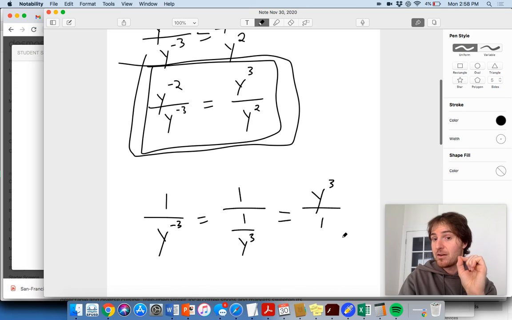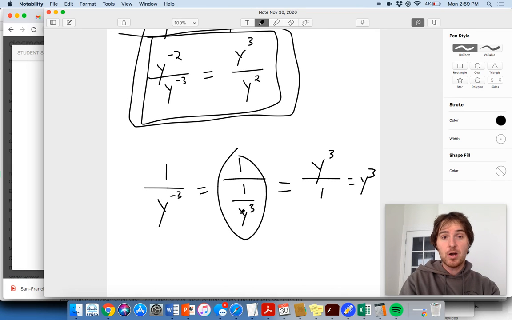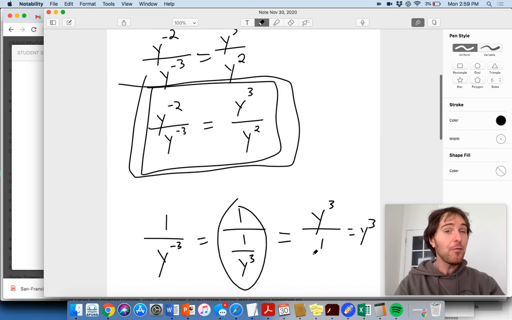If you were to simplify it, this would just equal y cubed. So 1 over y to the negative 3 power is the same as y cubed, okay? And this is the part where I like to show people this. This is the same as 1 divided by 1 over y cubed, and that's the same as 1 times, we flip this part, y cubed over 1, and the 1's cancel out, and this is y cubed here. Okay, that's that. Hopefully you get it.